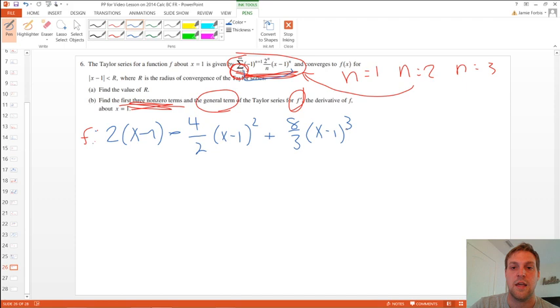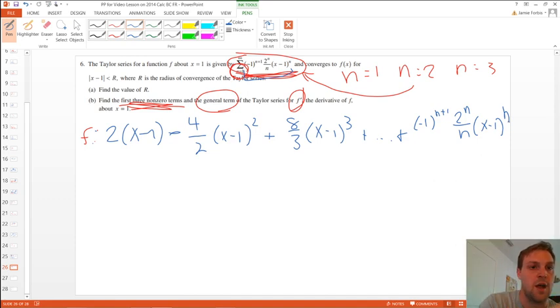This is just f. And remember that the general term is that quantity negative 1 to the n plus 1, 2 to the n over n, times x minus 1 to the n. Okay, so that's simply what f is. I need f to figure out f prime. Now f prime is just going to be the derivative of all this, and then that's our answer.